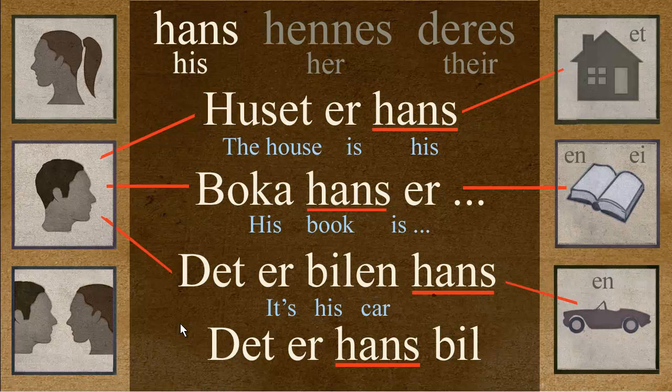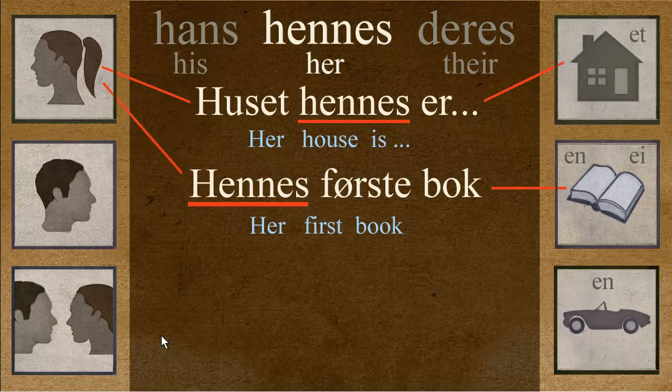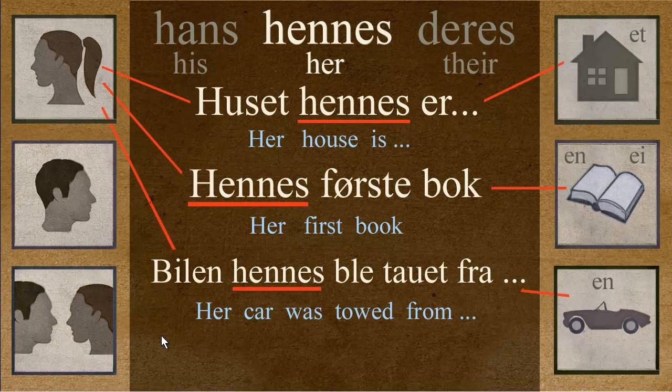Or you could say der er hans bil, and you can say other things. There are a lot of different ways you can use hans, hennes, deres in sentence structure. I'm kind of mixing them up. That's all I'm doing. You don't have to use them this way, but I'm just showing you, you can be very flexible with these. And they don't change with the gender of the noun, right? Huset hennes er, her house is, hennes første bok. I got that from Klar Tale. I get a lot of these from just going around on the internet and getting examples of sentences that Norwegians are writing, so that it's the real deal. Bilen hennes blir tatt fra, from wherever.